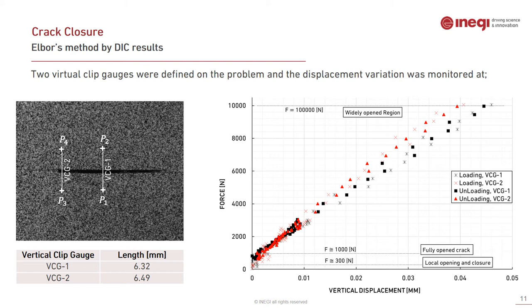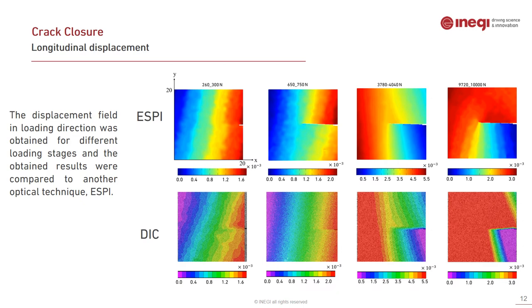actually took place at 3% of the maximum load, which is 300 newton, and when we reach 10% of the maximum load, which is 1 kilonewton, the crack is already fully opened. And in the case of 10 kilonewton, this is the widely open region, and this phenomenon is also observed by the displacement and the displacement variation for different loading stages.